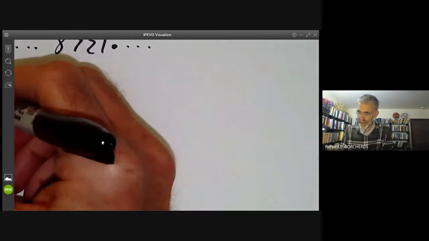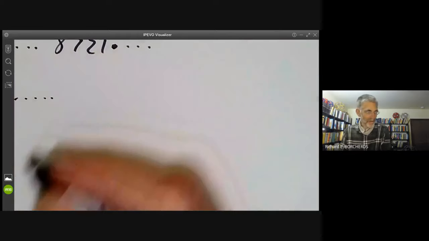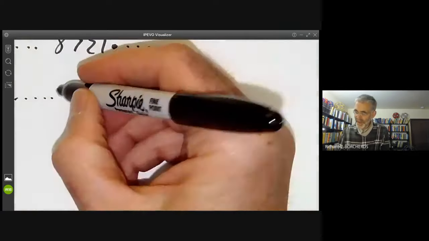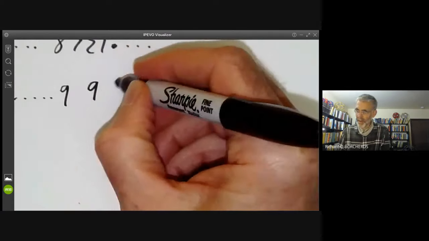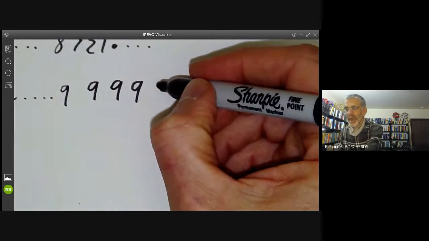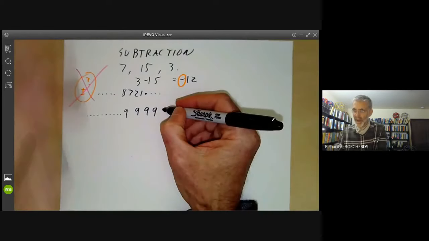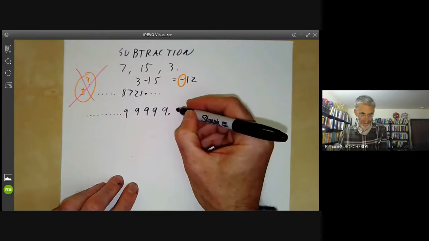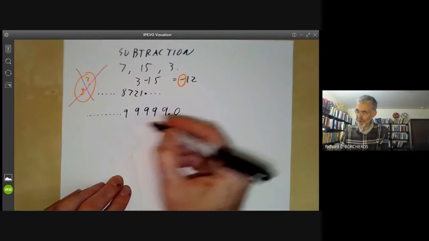So this suggests that we actually have minus one already. So suppose we take the 10-adic number with an enormous sequence of nines, and we add one to it.